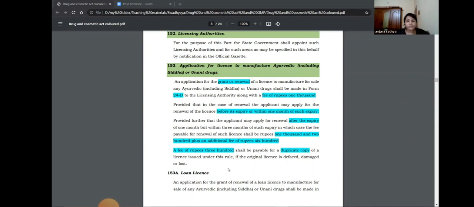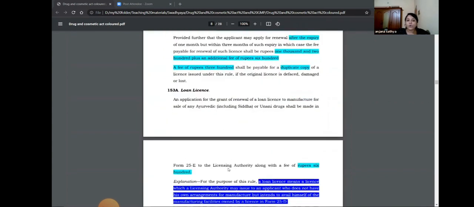And if you lose the license, you can apply for a duplicate license. You have to pay 300 rupees as the fee for the purpose. Okay. So that is to get the duplicate copy of the license. So the application for the license to manufacture Ayurveda, Siddha, Unani medicines has to be done in form number 24D along with 1000 rupees as the fee. That has been explained in rule number 153. Next one is loan license.